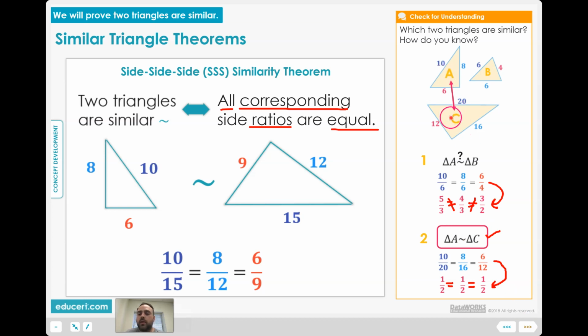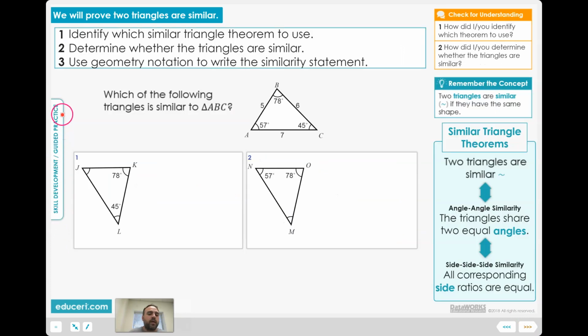Triangles A and C are in fact similar triangles, and we proved it by the side-side-side similarity theorem. Skill development and guided practice. Ready? Read. Which of the following triangles is similar to triangle ABC? And here's the graphic for triangle ABC.